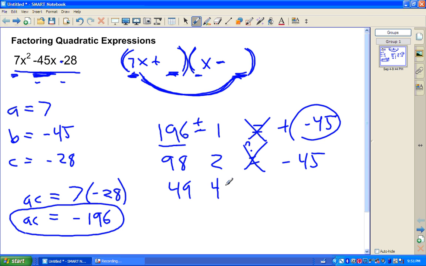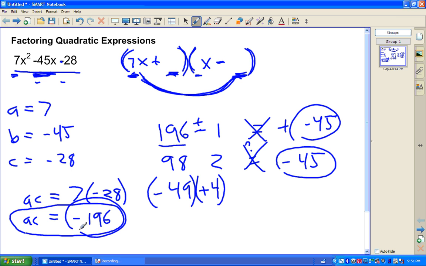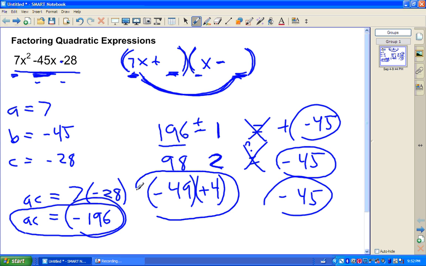And now we see something. I'm looking for a minus 45. If this was a minus and this was a plus, notice that these two numbers multiply to give me the 196 I'm looking for, or the negative 196, and minus 49 plus 4, in fact, gives me minus 45. So if you're very methodical, start looking at your prime factors: 1 times 196, 2 times 98, 4 times 49. Eventually, you will see a solution that gives you this b value here.